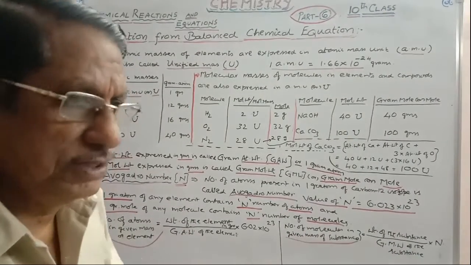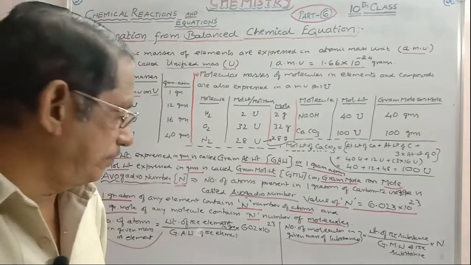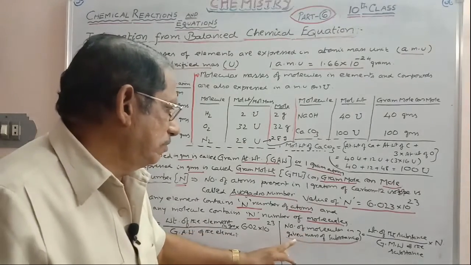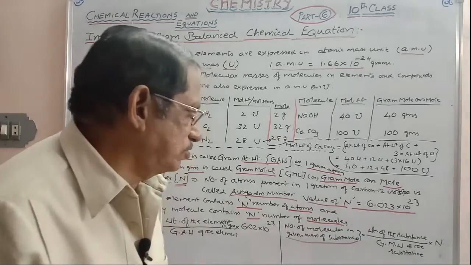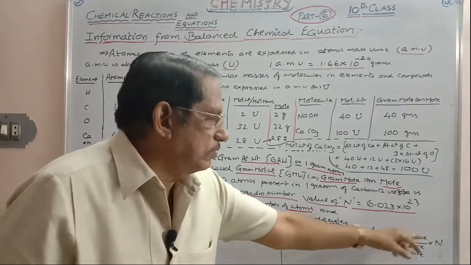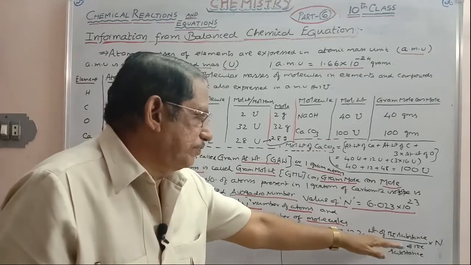Similarly, for a substance, maybe an element, maybe a compound, a certain weight is given, and you ask how many molecules are present there. The number of molecules present in a given mass of the substance is equal to the weight of the substance in grams divided by the gram molecular weight, multiplied by Avogadro number. Simple multiplication here.